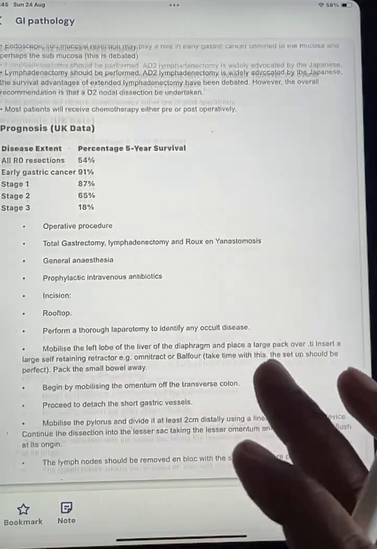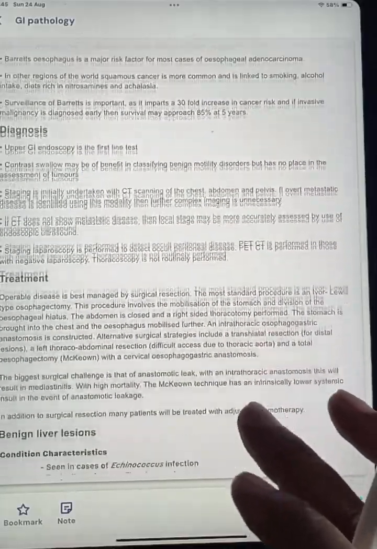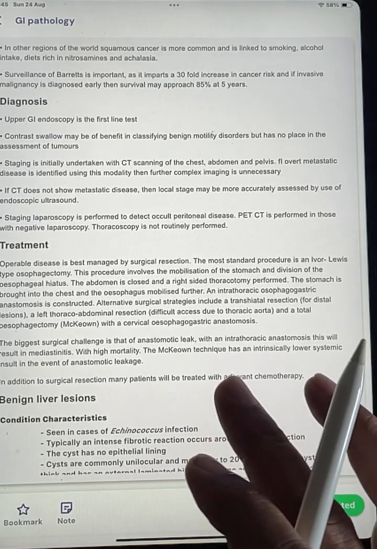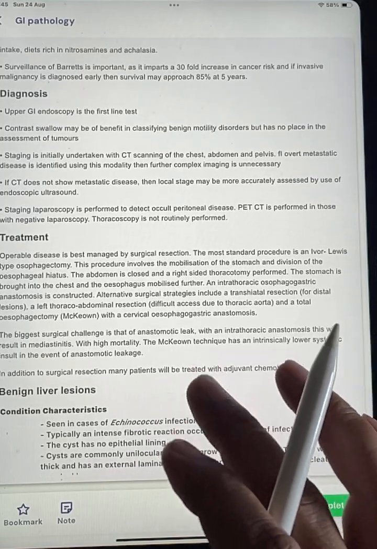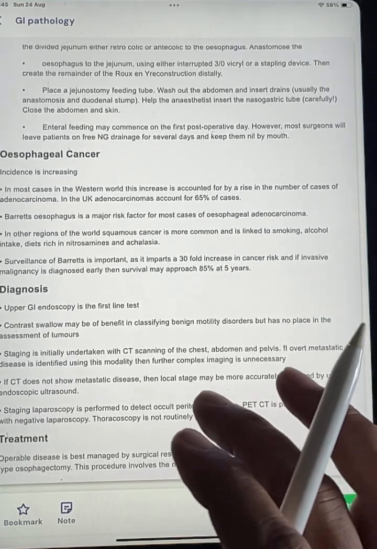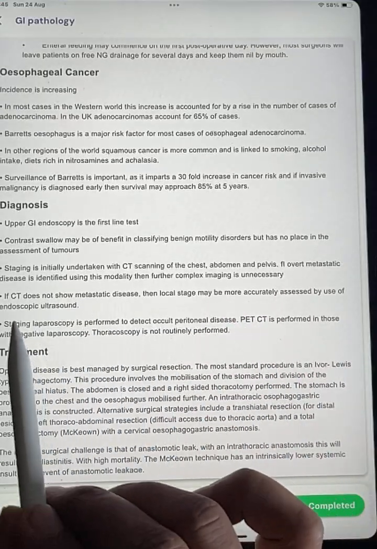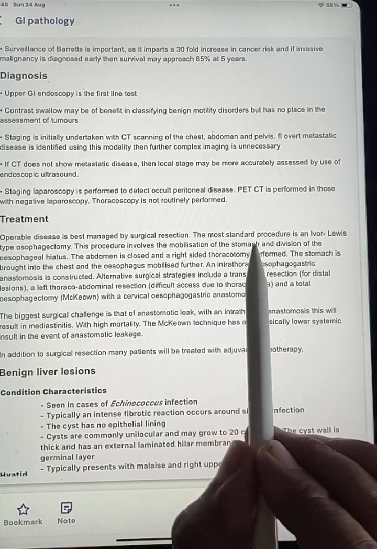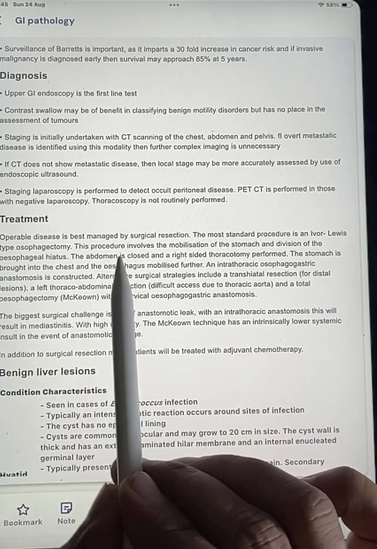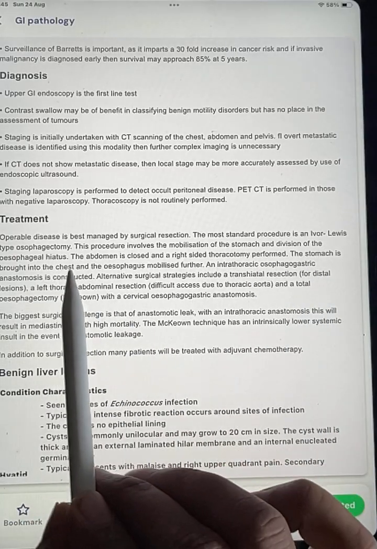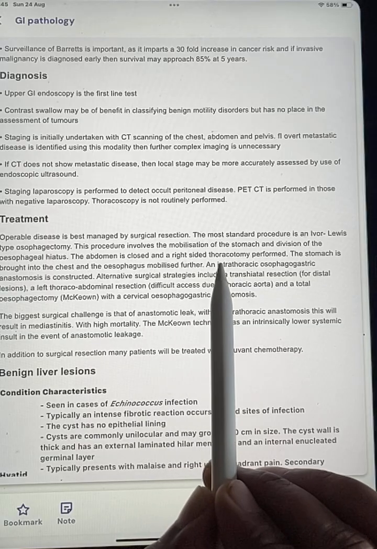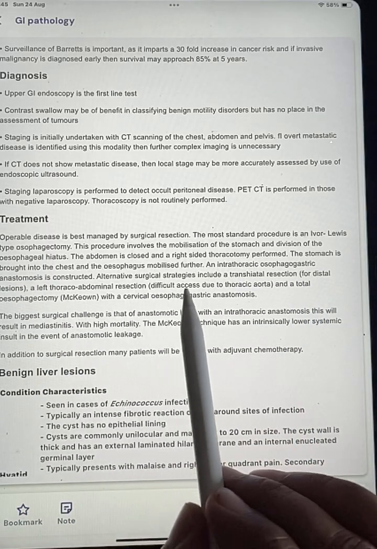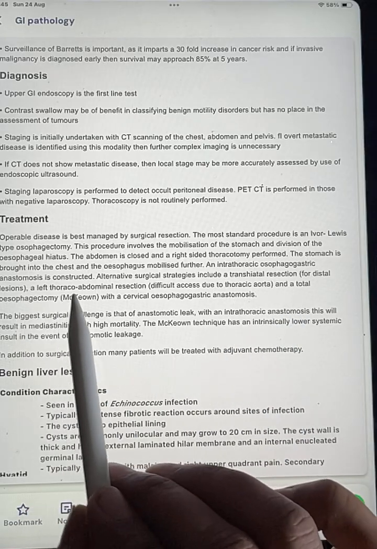Now this is about malignancy of the stomach, and then benign lesions. Staging laparoscopy for treatment: operable disease is managed by surgical staging. The most standard procedure is the Ivor-Lewis type, which involves mobilization of the stomach and division of the esophagus. The abdomen is closed and a right-sided thoracotomy performed. The stomach is brought into the chest, the esophagus mobilized, and an intrathoracic esophageal anastomosis constructed.